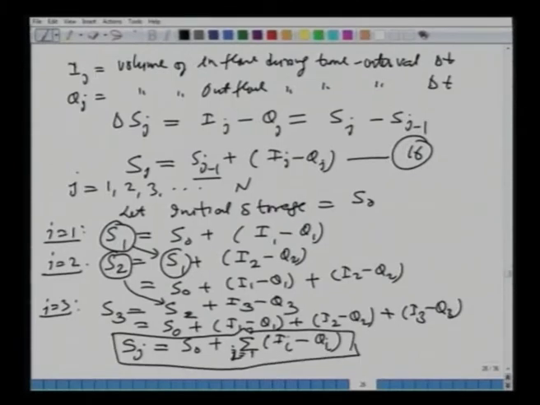Okay. So, this summation is I actually. Let me write it again. Okay. I am going to write it again. So, it will be summation I running from 1 to j. Okay. And let us say this is your equation number 17, which is called the discrete time continuity.